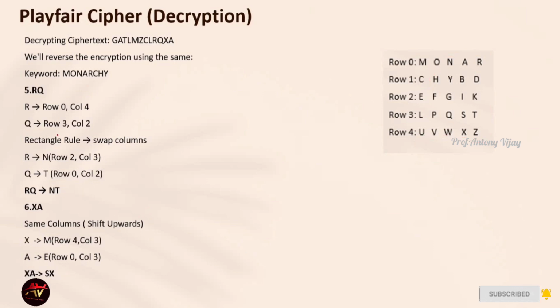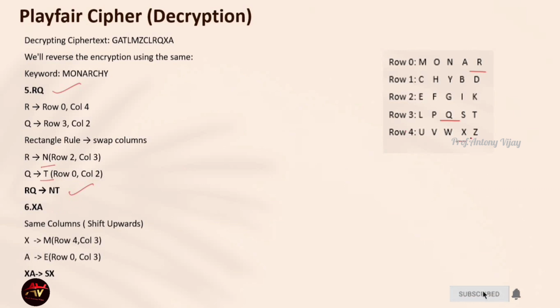Then RQ. For RQ also we follow the rectangular rule because both of them are in different rows and columns. Here R is there and here Q is there. So instead of R, you have to use N, and for Q it is T, so it is NT.